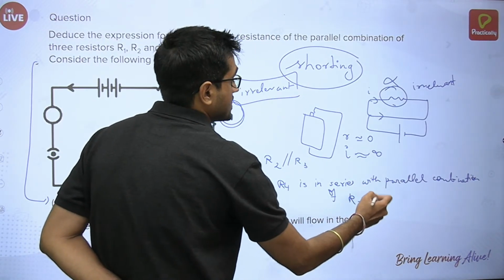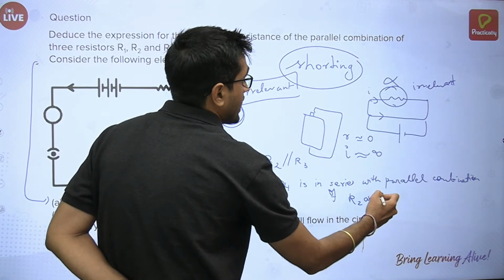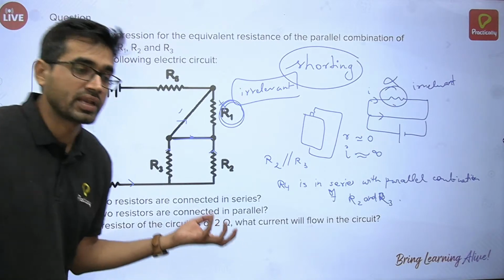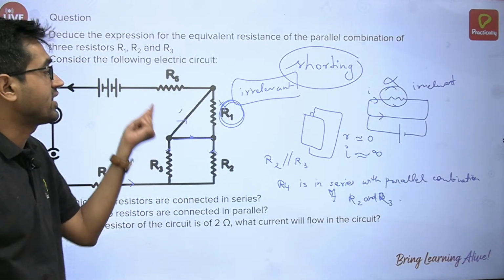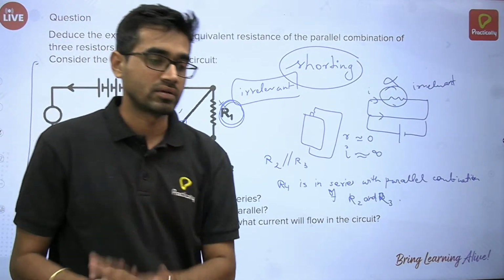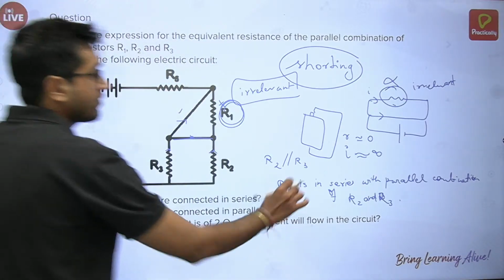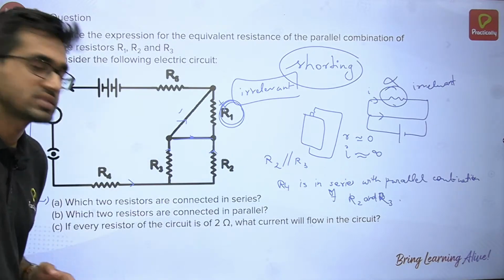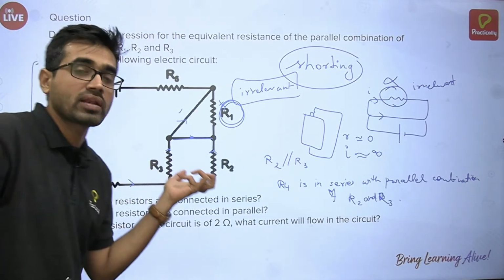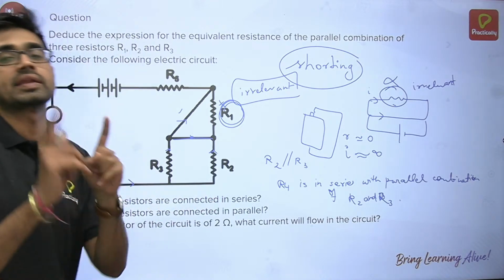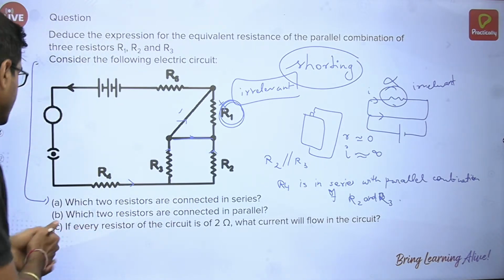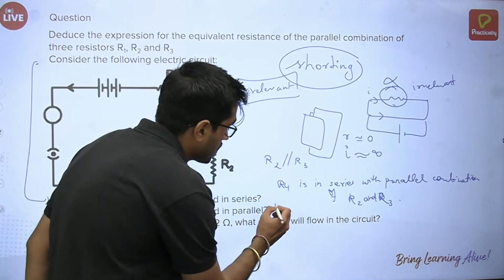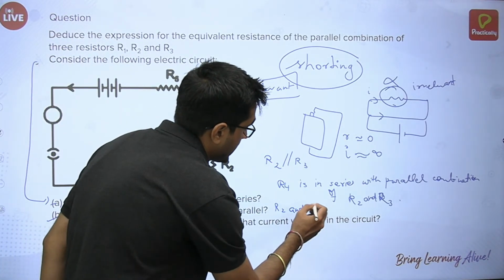of R2 and R3. Also this combination is in series with R5, but R1 is irrelevant. Fine. So what happens? R4 is in series with the parallel combination of R2 and R3. So which two resistors are connected in series? R4 with the parallel combination of R2 and R3 are connected in series. Now, which two resistors are connected in parallel? I already gave you the answer: R2 and R3.